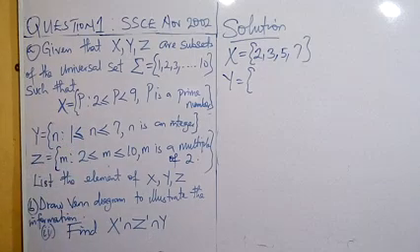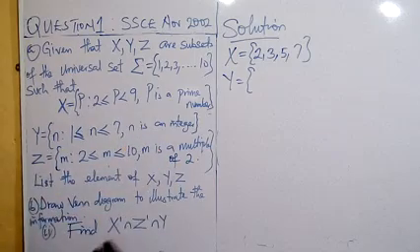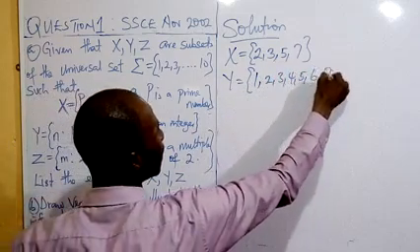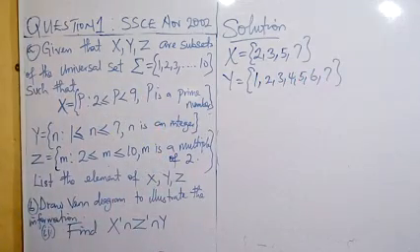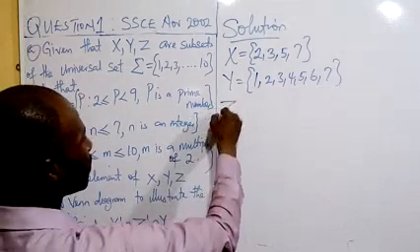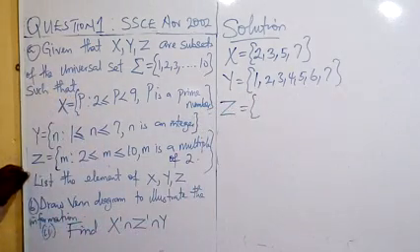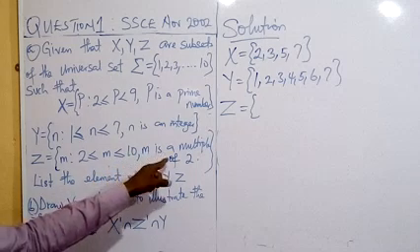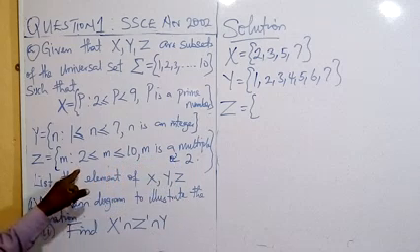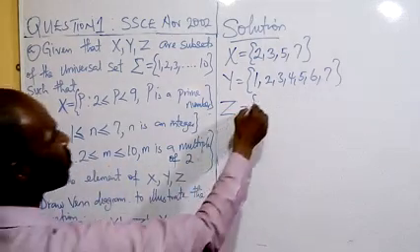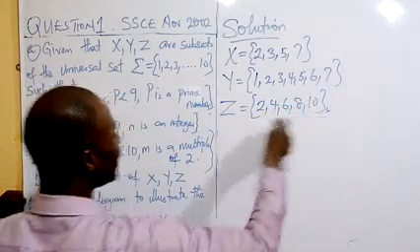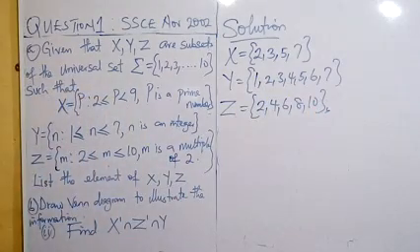Now let's look at Y, where 1 is less than or equal to N less than or equal to 7, and N is an integer, that is from 1, 2, 3, 4, 5, 6, and 7. That's the value of Y. Now let's look at Z. Where 2 less than or equal to M less than or equal to 10, where M is a multiple of 2, that is, it ranges from 2 to 10. So we have multiples of 2: 2, 4, 6, 8, and 10. These are the elements of all these sets.